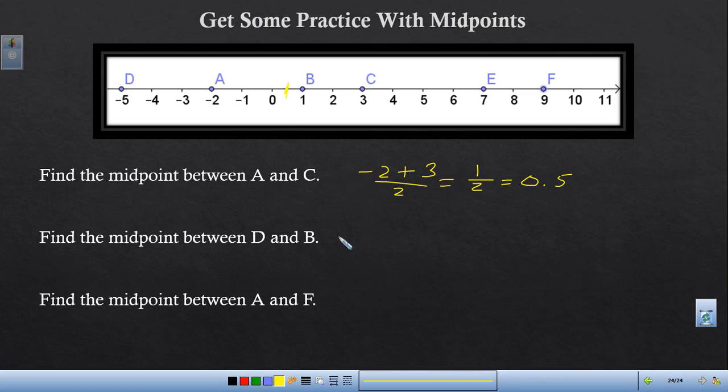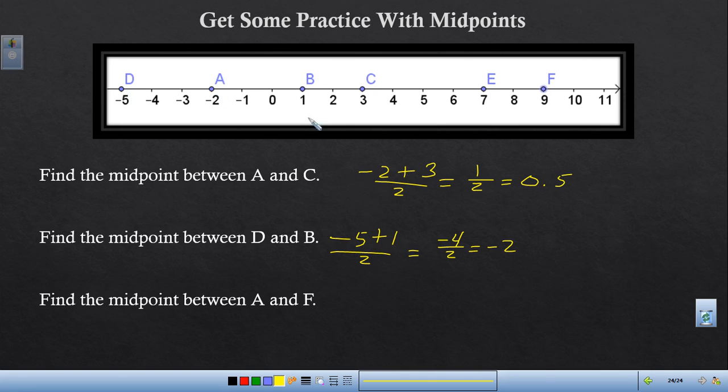Now I want the midpoint between D and B. D is -5, B is +1. Divide by 2. -5 plus 1 is -4, divided by 2 is -2. And here's -2. It's A.